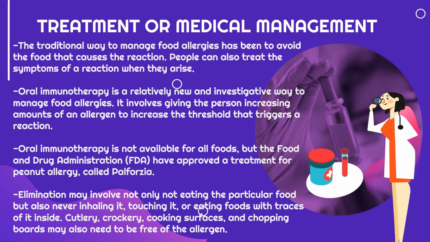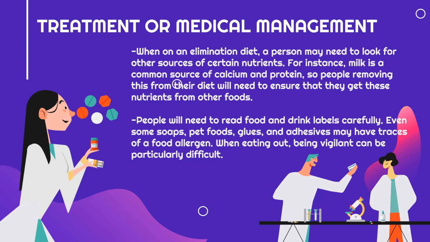Elimination may involve not only not eating the particular food but also never inhaling it, touching it, or eating foods with traces of it inside. Cutlery, crockery, cooking surfaces, and chopping boards may also need to be free of the allergen. When on an elimination diet, a person may need to look for other sources of certain nutrients. For instance, milk is a common source of calcium and protein. So people removing this from their diet will need to ensure that they get these nutrients from other foods.